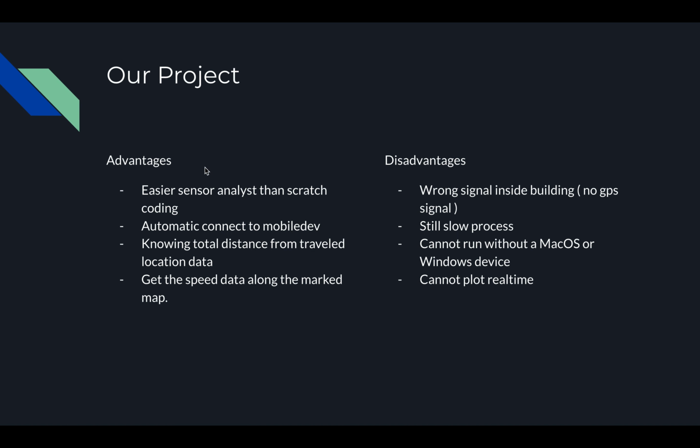But our advantage for the project is that it is easier to analyze sensors than scratch coding. And it automatically connects to a mobile device without any coding. And we can know the total distance from the location data, given that our position data cannot tell the distance directly. And lastly, we can get the speed along the marker map. Let's say we are cloning the Nike Run application, something like that.